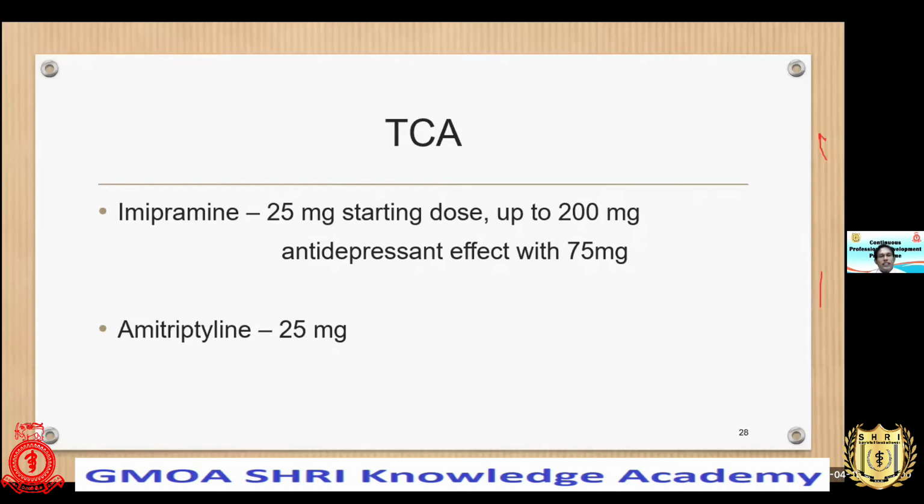Imipramine, a TCA. We can start with a 25 milligram starting dose, and we can go up to 200 milligram. The very important thing, this message I am giving because I have seen many doctors, including other specialties, consultants, GPs, who clearly diagnose depression and then give only 25 or 50 milligram of imipramine or amitriptyline. Amitriptyline or imipramine 25 to 50 milligram is a sedative dose, fine, you can use it, but it's not an antidepressant dose. To get the antidepressant effect, you have to give at least 75.